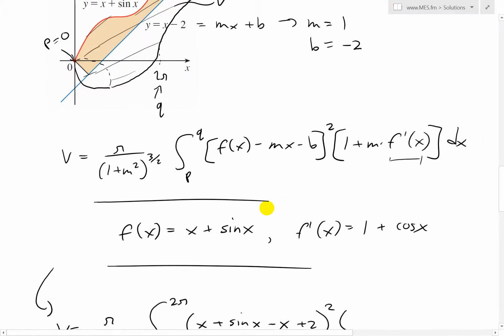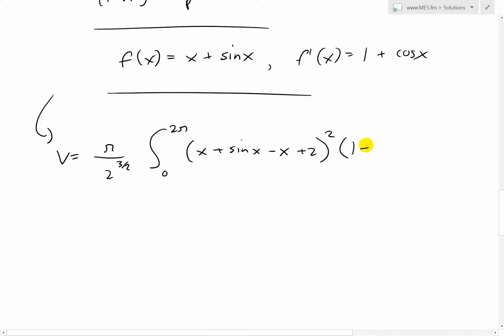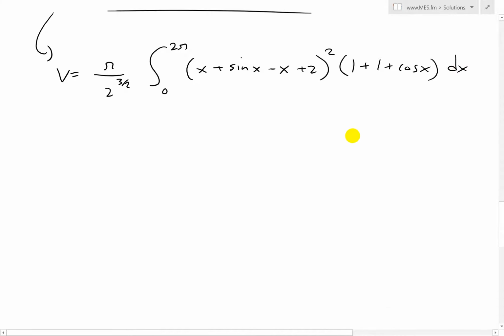And now we have this 1 plus m. Again, m is 1, so 1 plus m times f prime, which is going to be 1 plus cos x dx, like that. So a couple things to just try to simplify this.